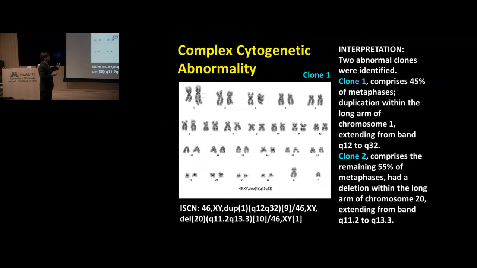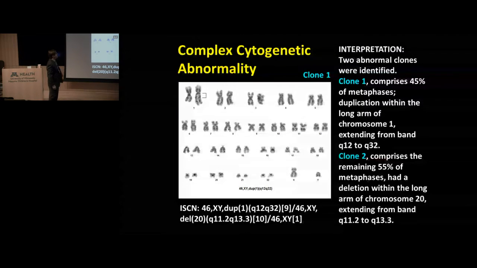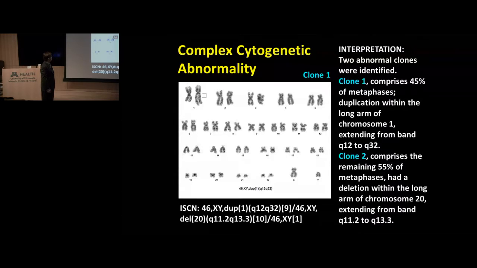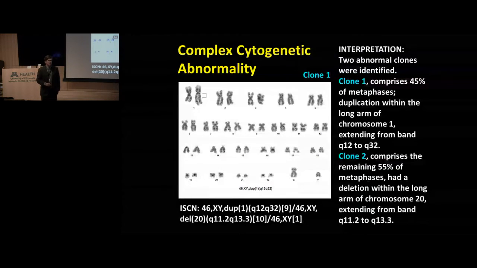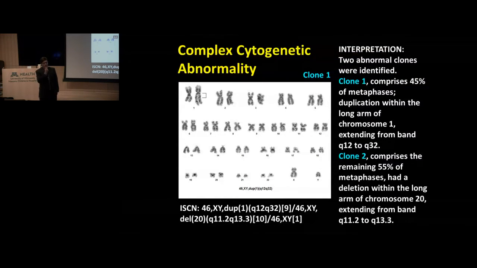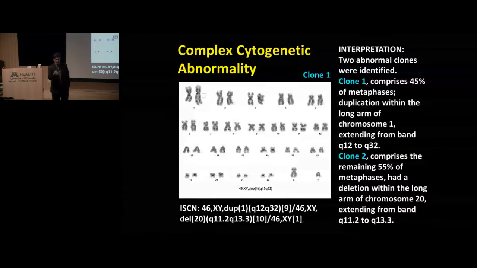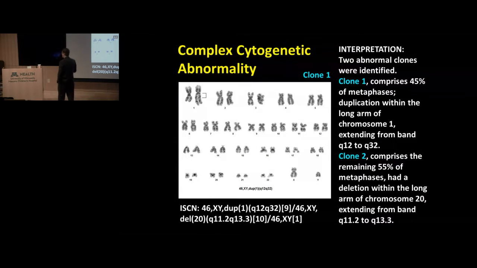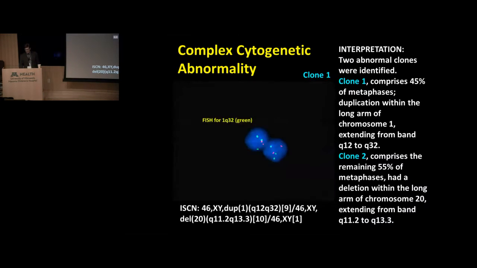We have a clone where 45% of the metaphases have a duplication of the long arm of chromosome 1. And we also have a 20q abnormality as clone 2, although this is just showing you what happened in clone 1. So this is interesting. We now have a complex cytogenetic abnormality in a child that's 9 years old with a normal bone marrow except for a low cellularity. So this is not something that you would see very frequently.